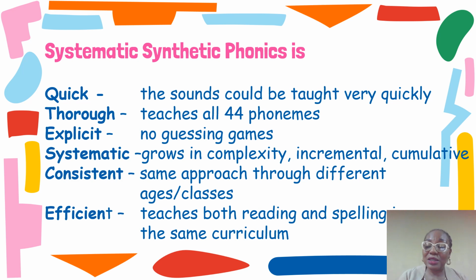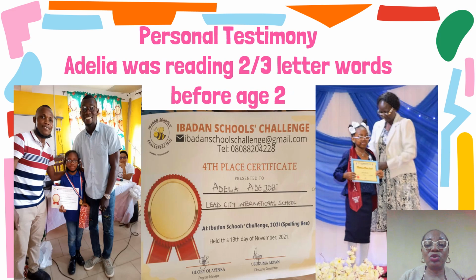And then it is consistent. It is the same code, the same language code that is taught to 2-year-olds that is taught to older students. It's just that it increases in complexity as the age of the learner increases. So it's the same approach, the same method that is used. It is also efficient, teaching both reading and spelling in the same curriculum, and it can be done very quickly so that after a couple of lessons, you can have your young reader already blending 3-letter words. I give the testimony of this young girl in the picture here, who was able to read 2 to 3 letter words before she was 2.